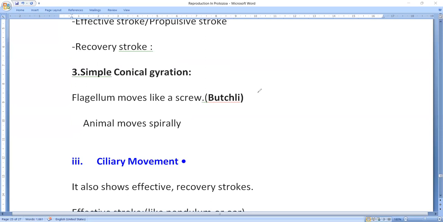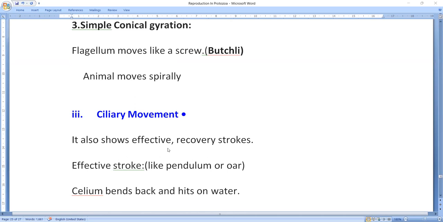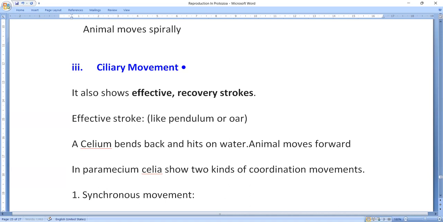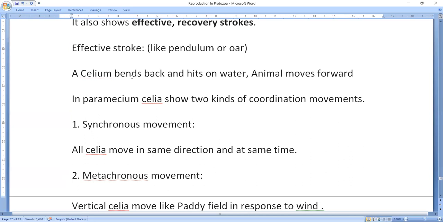And then ciliary movement. It also shows effective and recovery strokes. Effective stroke is just like a pendulum or the oar of a boat. A cilium bends back and hits on water. That causes the animal to move forward. In paramecium, cilia show two kinds of coordinated movements.